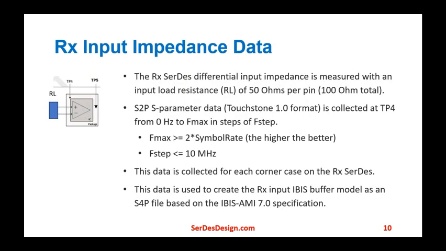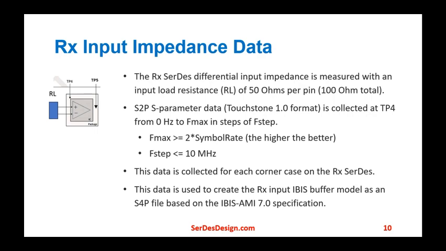The receive circuit input impedance is measured at TP4. The receive SerDes differential input impedance is measured with an input load resistance of 50 ohms per pin, 100 ohms total. The S2P parameter data with Touchstone 1.0 format is collected at TP4 from 0 Hz to Fmax in steps of F-step, where Fmax is greater than or equal to 2 times the symbol rate, and F-step is less than or equal to 10 megahertz. This data is collected for each receiver's SerDes corner case.